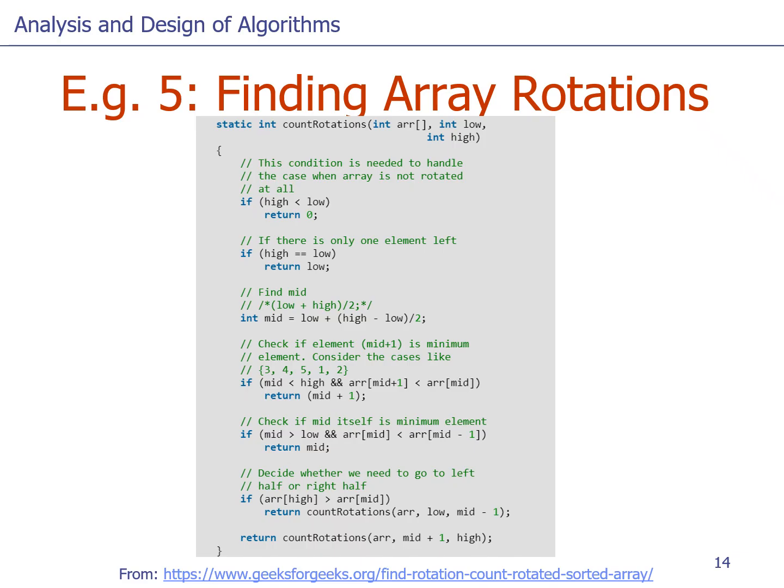Otherwise, I will have to check for the condition I was just describing. If array of high is greater than array of mid, then I have an increasing sequence of numbers, and I will work with the left half, because the statement after that is return count rotations array low mid minus 1, which means the left half. Else I will work with the right half, which is similar logic to binary search, if you remember.